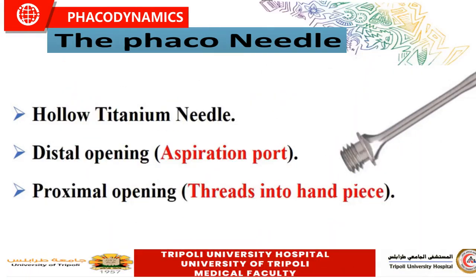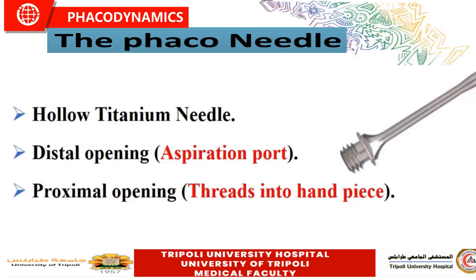Now I will speak about an important integral part of the Phaco handpiece, which is the Phaco needle. The Phaco needle is the titanium hollow needle that is proximally threaded to the Phaco handpiece, and distally it represents the aspiration line. This Phaco needle is a very important structure of the Phaco handpiece because all the functions of the Phaco emulsification are translated and transmitted to the anterior chamber through the Phaco needle.